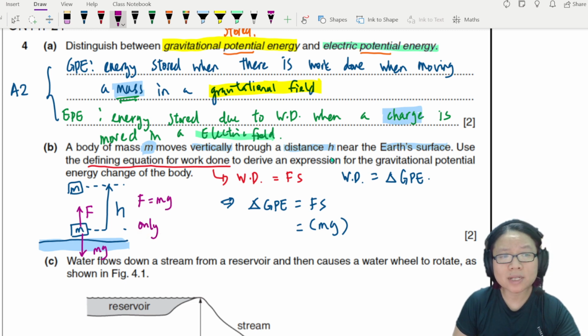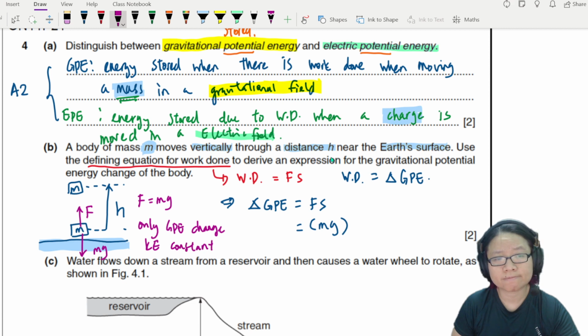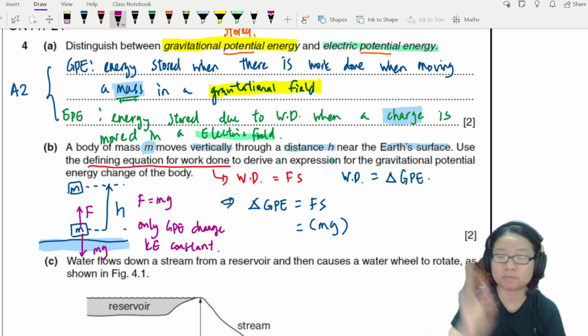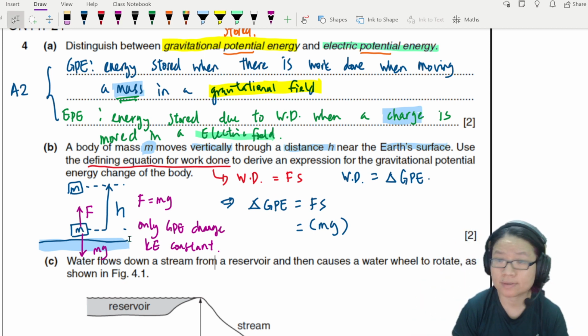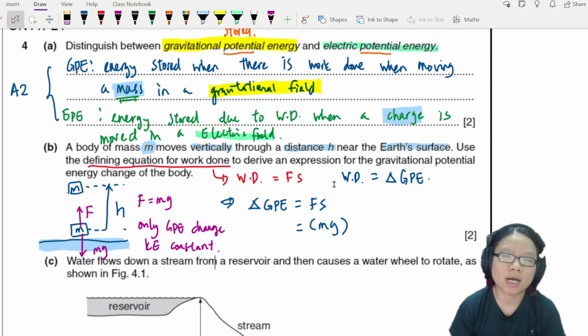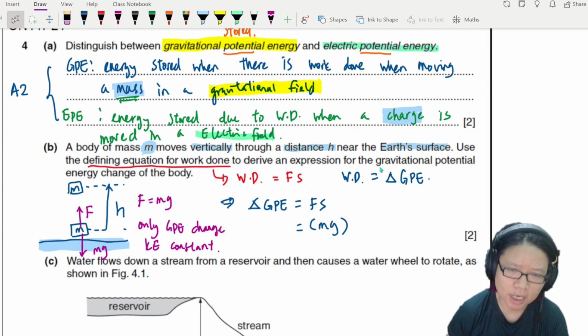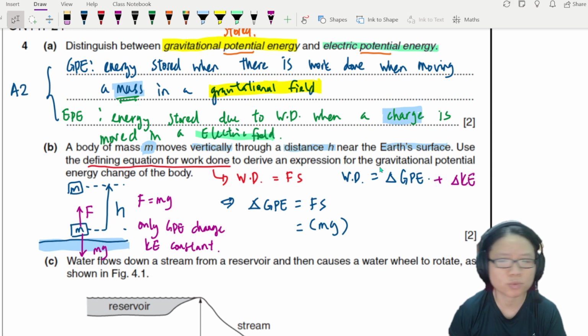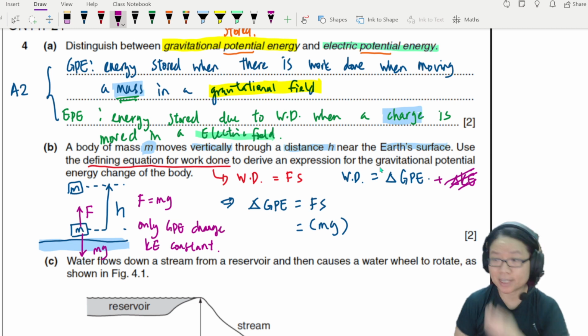So that only GPE changes. KE constant. Okay, so we don't want the block to move faster or move slower, so cannot have net force. So the upward force must be the same as the downward force. Because if not, then work done is equal to change in KE plus change in GPE, which is a bit annoying. So we kind of don't do this one. Okay, that's why your KE is constant.